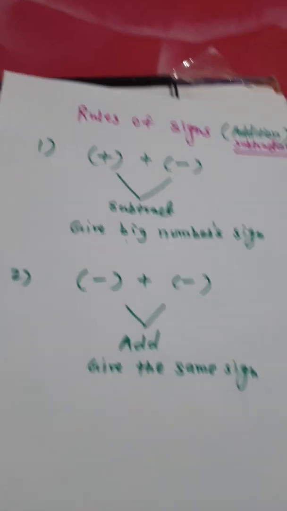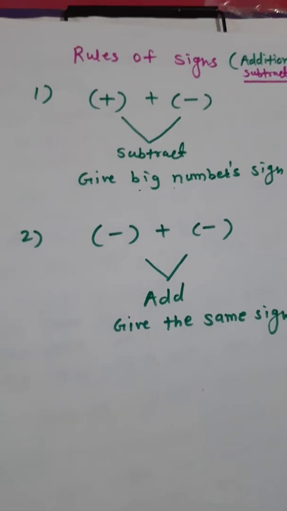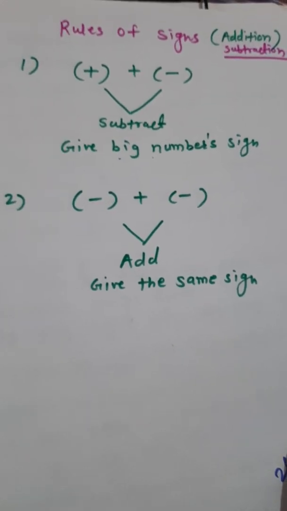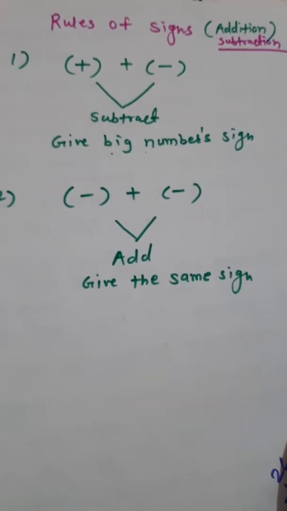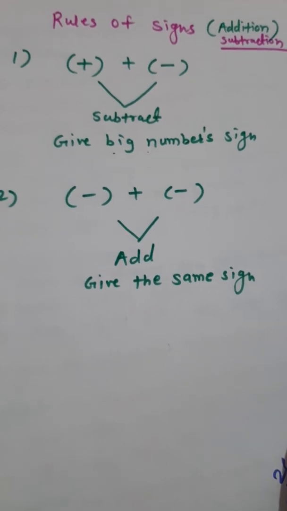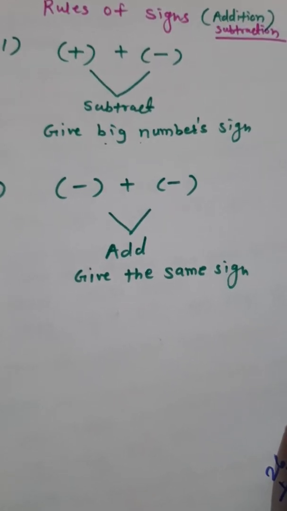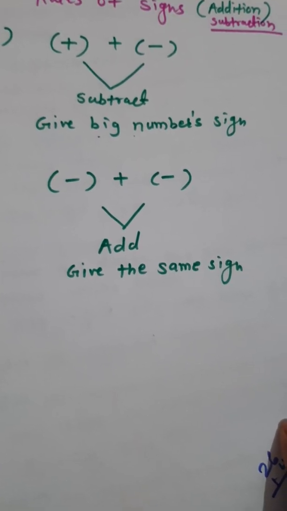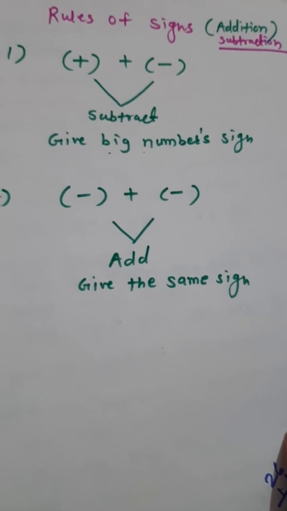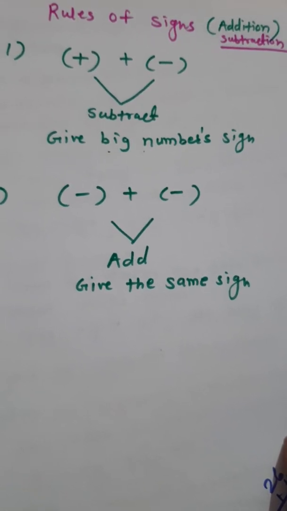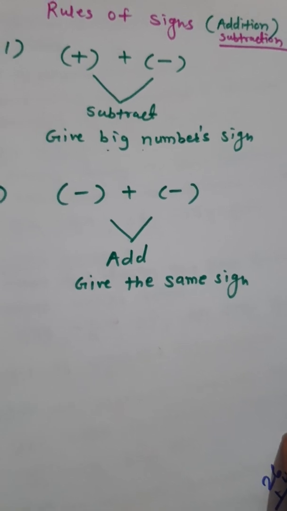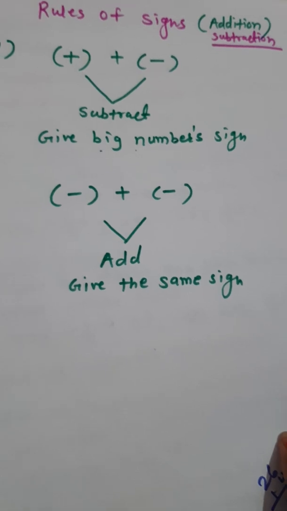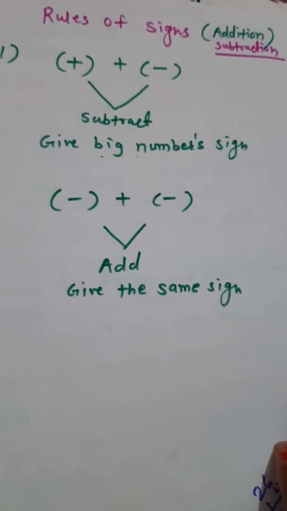I think you got the rules of signs here, and these rules are very, very important because you are going to use the rules whenever you study mathematics up to 10th or 12th standard. Once again I will revise the rule. While adding or subtracting numbers, when one is positive, one is negative, subtract the numbers and give sign of the big number. And when both numbers are negative, add them and give the same sign. Hope you understood practice set 34, how to subtract the algebraic expressions.